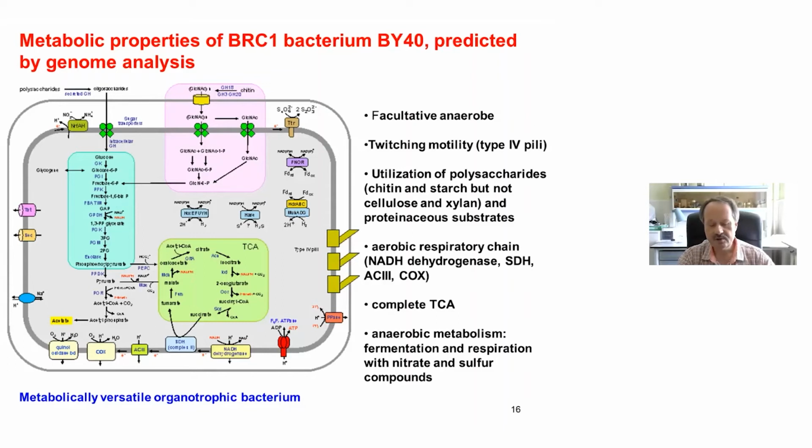In addition, we found a complete tricarboxylic acid cycle and all components of the aerobic respiratory pathway: NADH dehydrogenase, succinate dehydrogenase, alternative complex III, and cytochrome c oxidases. This bacterium could also perform anaerobic respiration since it has nitrate reductase and molybdopterin reductase that could reduce sulfur compounds. Overall, the BRC1 bacterium could be considered a metabolically versatile organotroph.